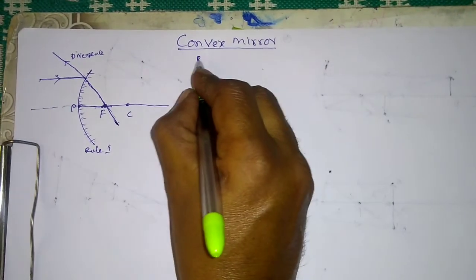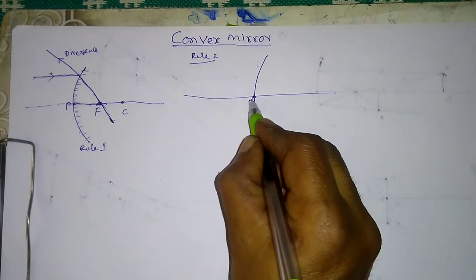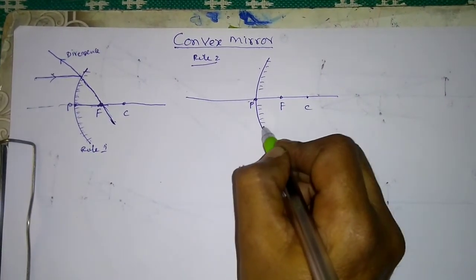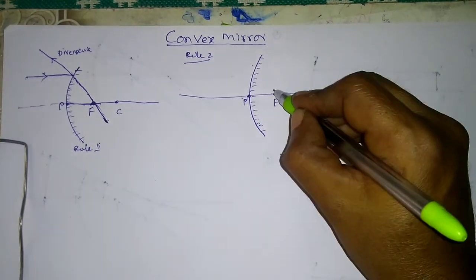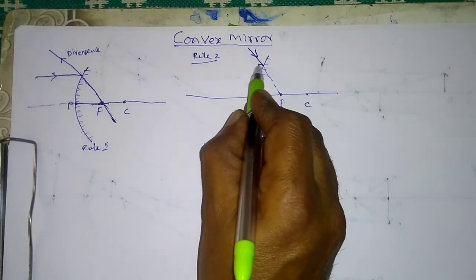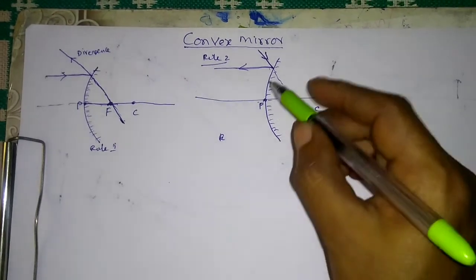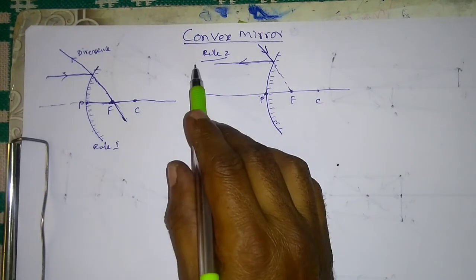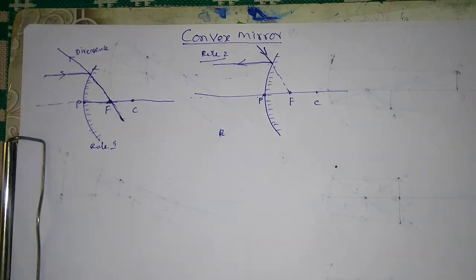Again, rule number two. As usual, this is the pole P and focal point F, and C is the center of curvature. Inside will be silver coated. Now, when the light ray falls towards the focus point, like this, then the reflected ray will be parallel to the principal axis. This is rule number two. So rule number two is, if the light ray is directed towards the focal point F, it is reflected back as a ray parallel to the principal axis. As usual, rule number three.